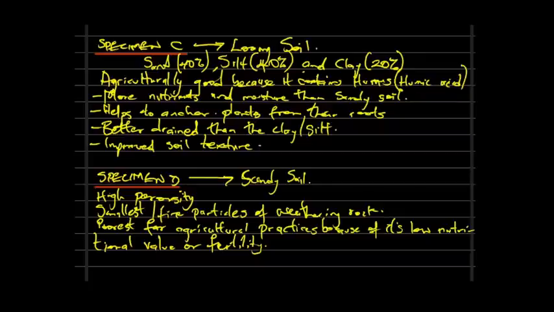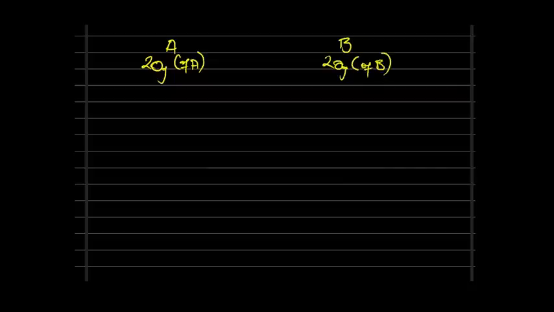So you could be asked to give an experiment to show that sandy soil is more draining, more porous than loamy soil. This is how you go with that experiment. Let's assume you have two soil types. You have soil type A and soil type B, and you are given 20 grams of A, and you're given 20 grams of B too. So this is what you do.